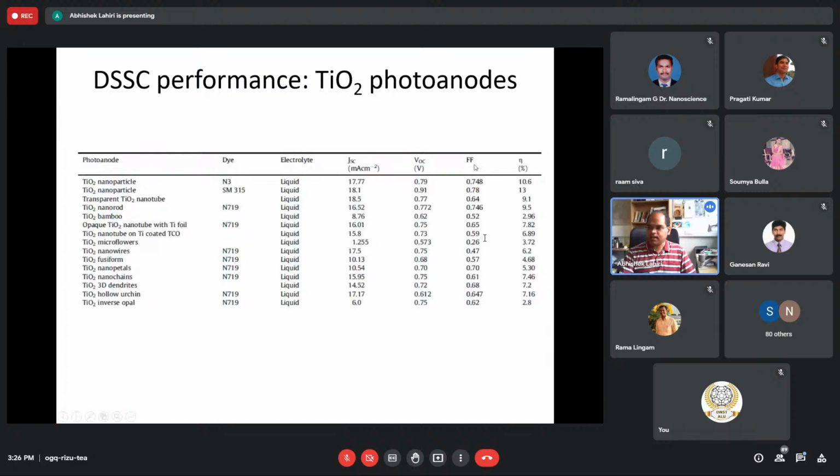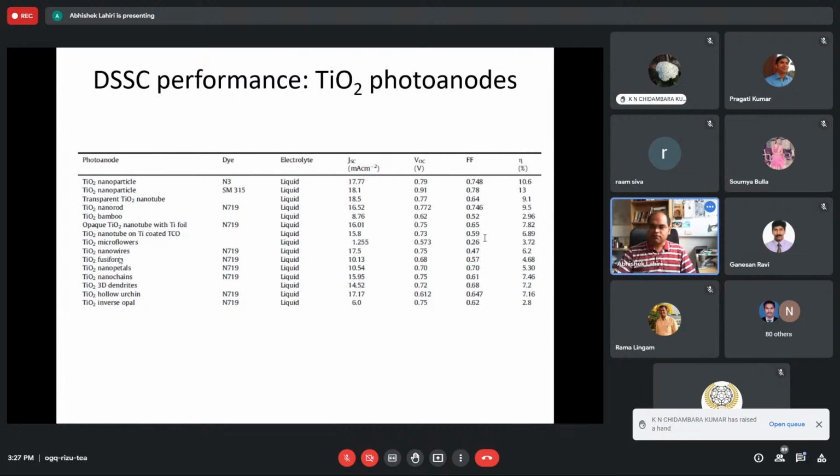We have a reasonably high fill factor, which is about 74% to 78%. Just for reference, the fill factor in the case of silicon is about 85%. So we are very close to what the fill factor is in the case of silicon, the traditional solar cell. However, the efficiency is relatively low. However, if we compare the nanoparticles with various other structures such as nanotubes, nanorods, nanowires, or microflowers, one can clearly see that none of them have reached 10 to 13%. They have all gone downwards.